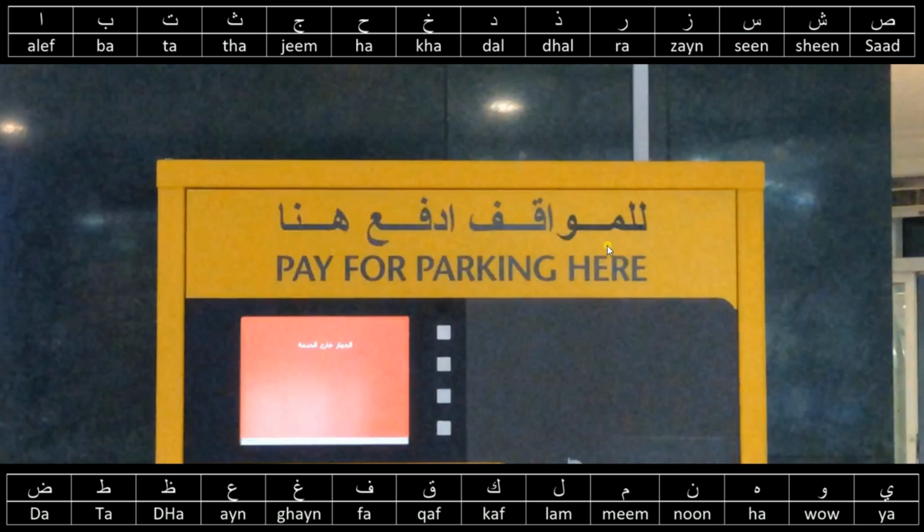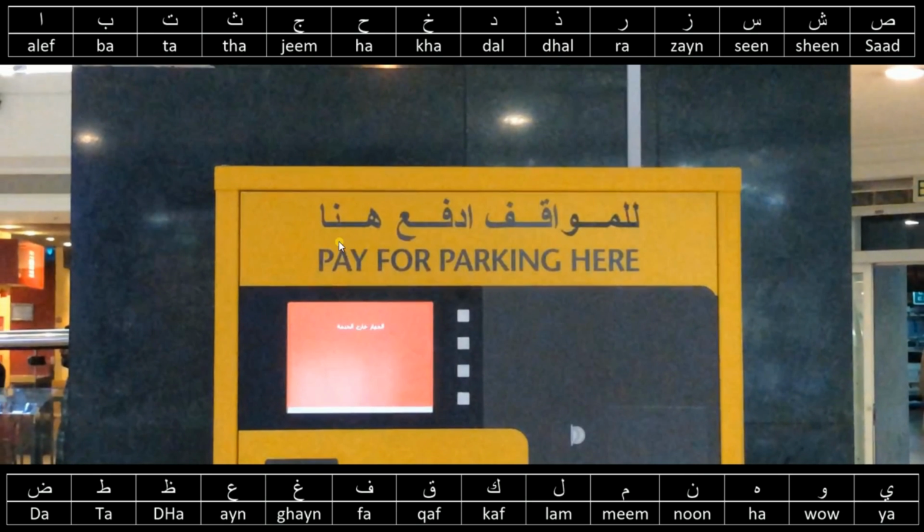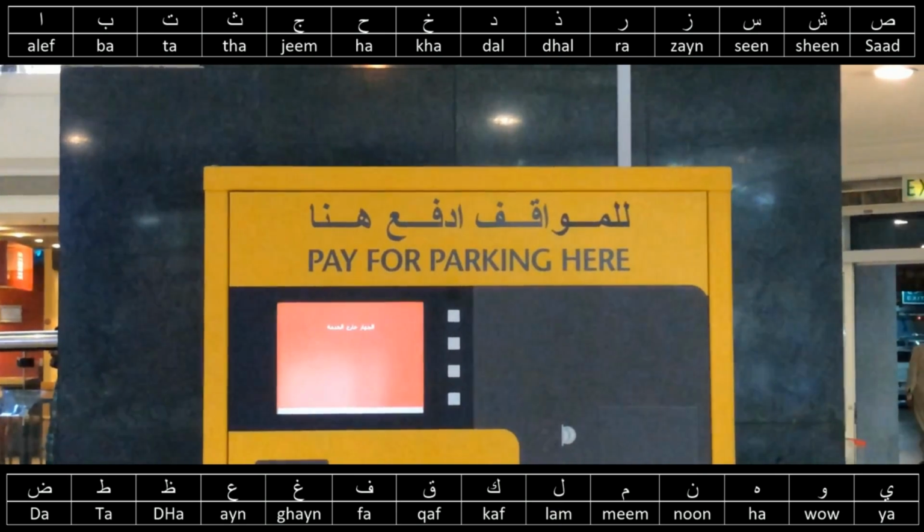So lil mawaqif. When we've got lil at the beginning of a word, it means kind of like for. Waqafa, these three root letters, waw, qaf, fa, means to stop. So mawaqif, the meem, makes it a place of stopping, aka a car park, somewhere to park your car. So lil mawaqif adfa'a huna, pay for parking here.